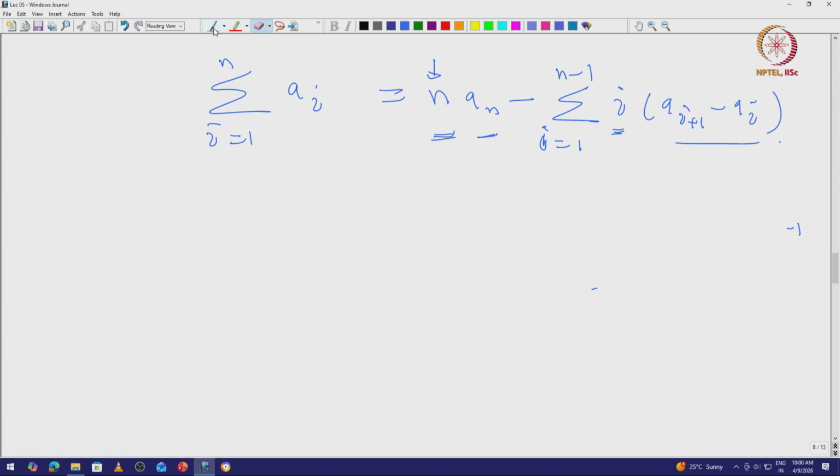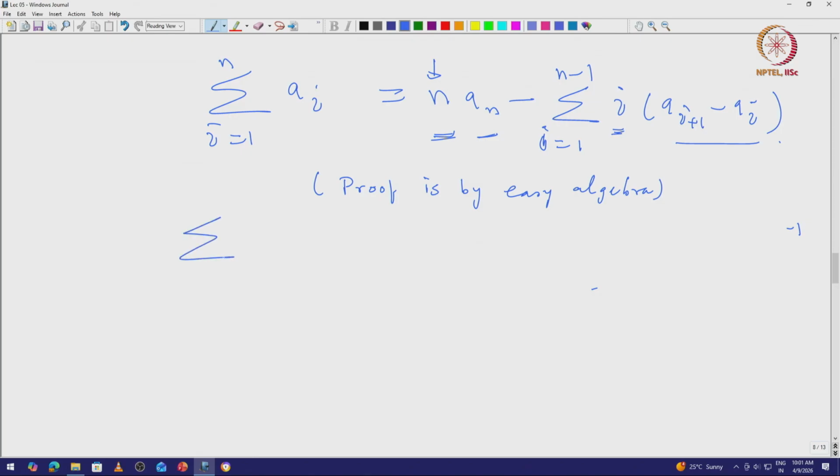Okay? A straightforward algebra expanding the sum will show this. The proof is by easy algebra. Straightforward algebra. Expand right hand side, cancel the terms, you will get left hand side. Start from right hand side, prove that it is same as left hand side. That is it, very straightforward. This we are going to apply.